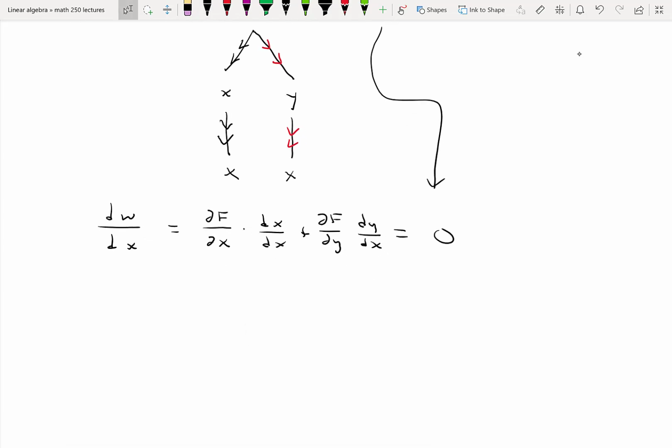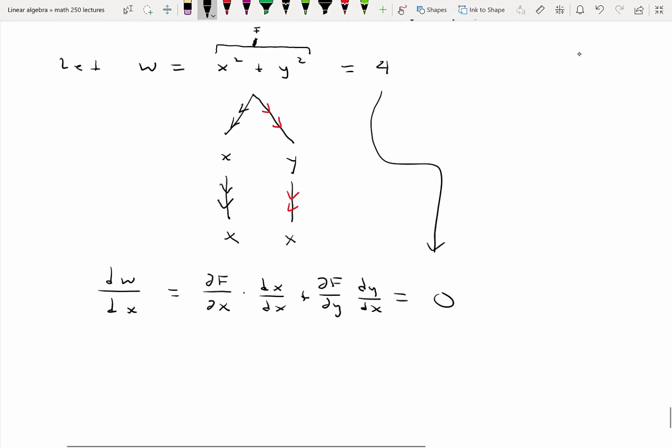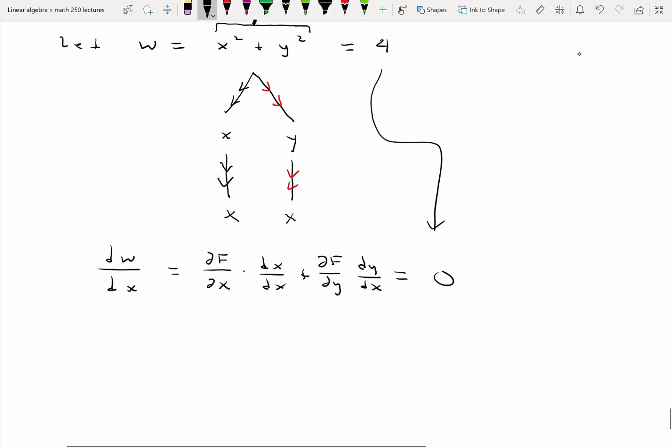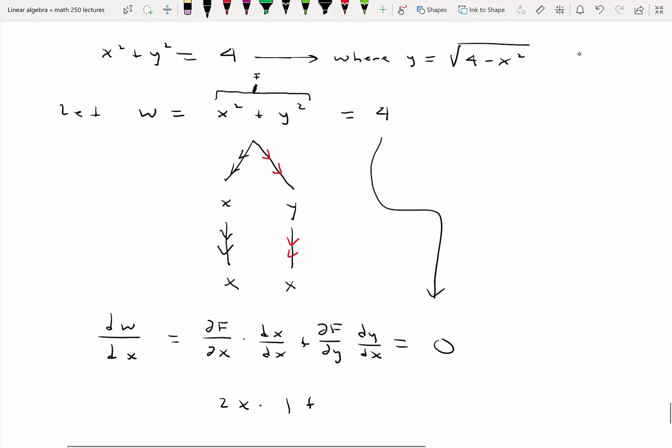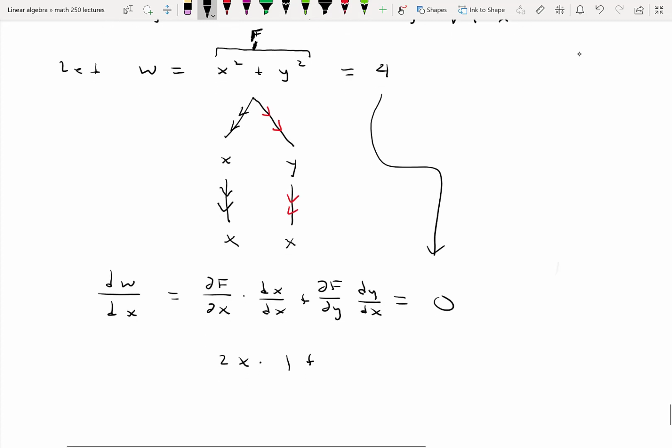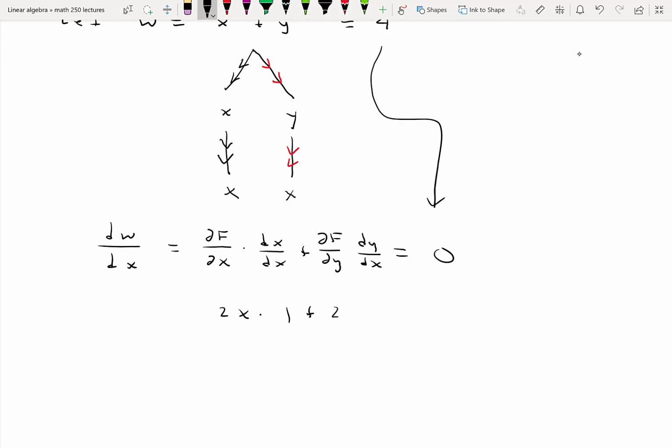So what this leaves us with is partial F with respect to x. Well, what's the partial derivative of x squared plus y squared? It's 2x, times the derivative of x with respect to itself, plus the partial derivative of F. Remember, the function capital F is x squared plus y squared, and the partial of that with respect to y is 2y, times dy/dx, equals 0.